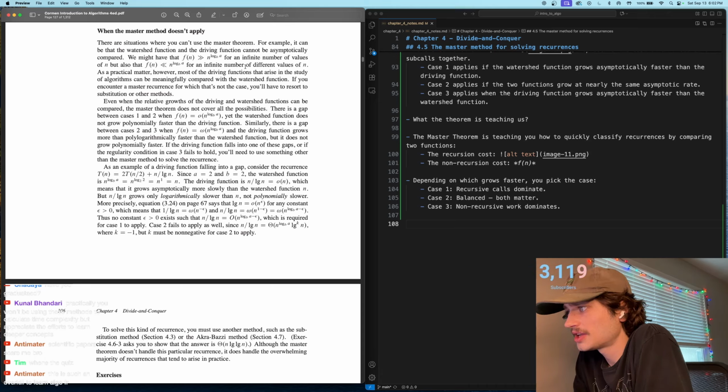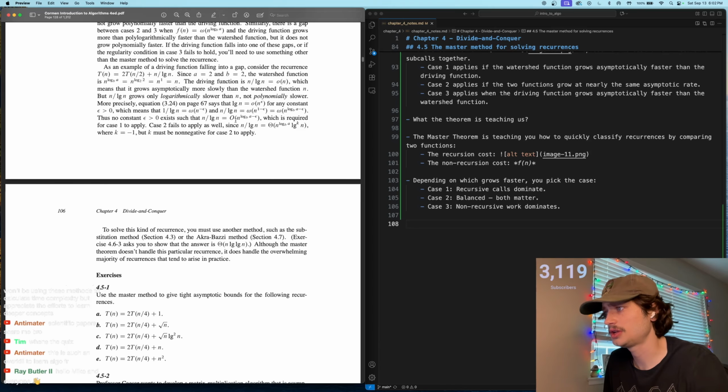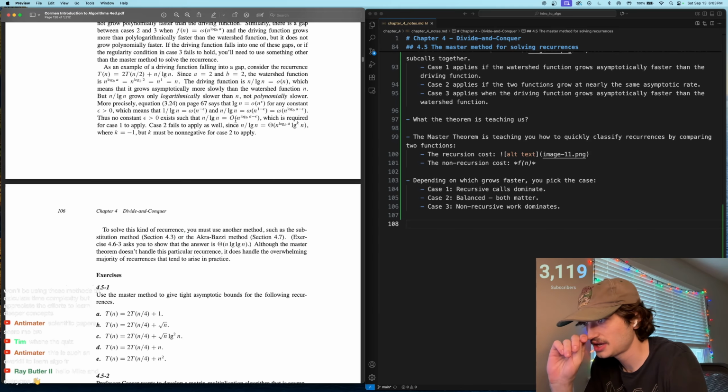Case 2 fails to apply as well, since n over log n is big theta of n to the power of log base b of a times log to the power of k of n, where k is equal to -1, but k must be non-negative for case 2 to apply. To solve this kind of recurrence, you must use another method, such as the substitution method, section 4.3, or the Akra-Bazzi method in section 4.7. Exercise 4.6-3 asks you to show that the answer is big theta of n log n. Although the master theorem doesn't handle this particular recurrence, it does handle the overwhelming majority of recurrences that tend to arise in practice.